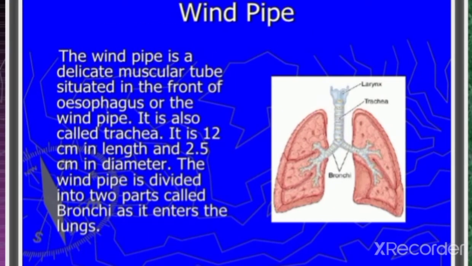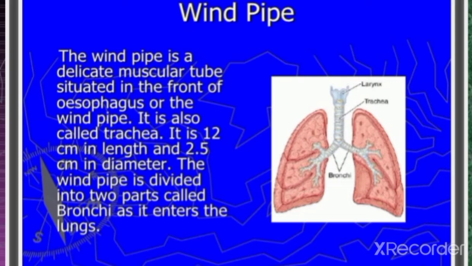Can you see the trachea? It leads to two lungs, okay, different lungs. Now this area is known as the windpipe also. This windpipe is the delicate muscular tube that is situated in front of the oesophagus. Okay. Now, this windpipe is also known as trachea. It is 12 centimeters in length, 2.5 in diameter, and the windpipe is divided into two parts.